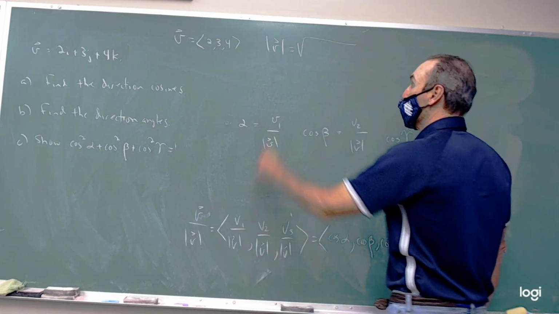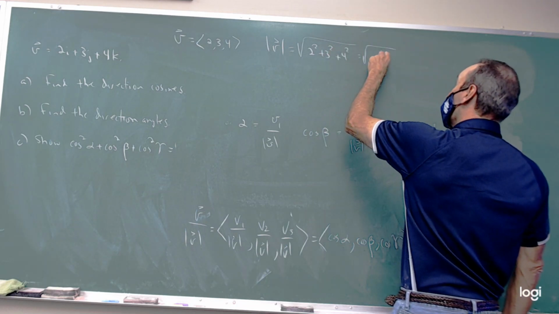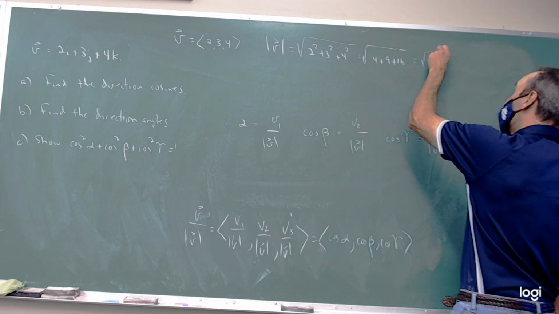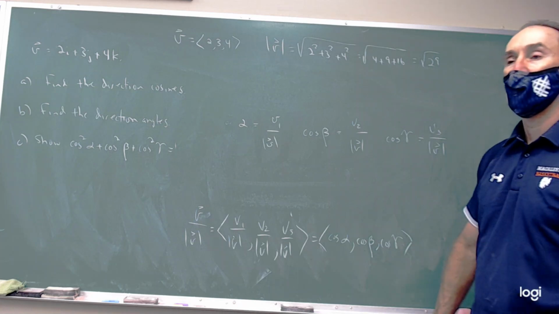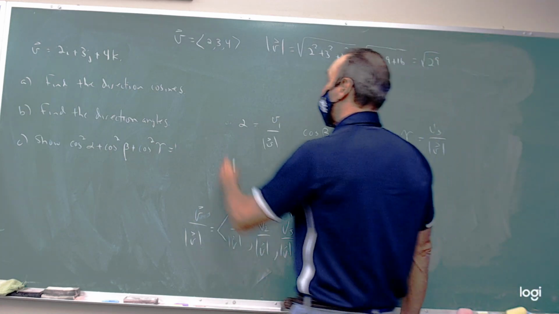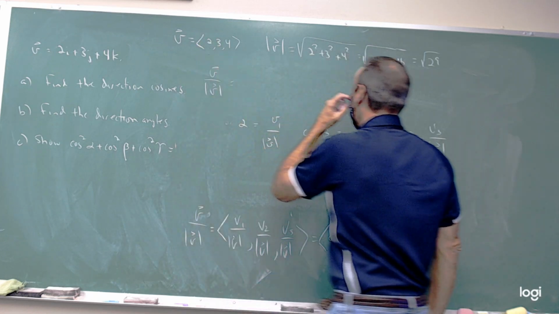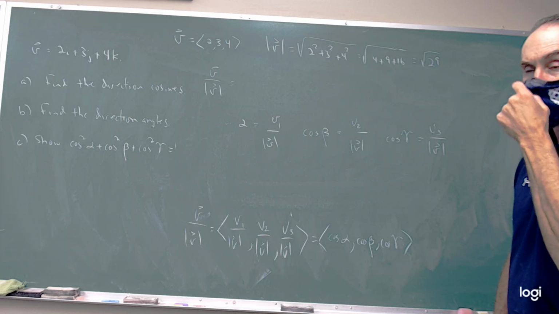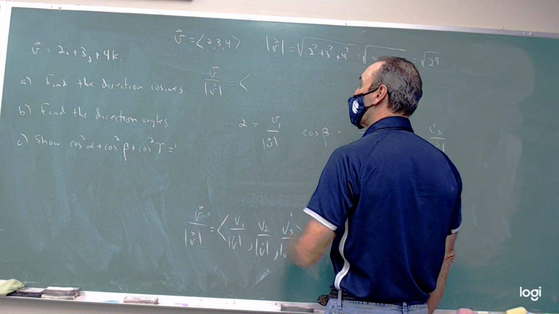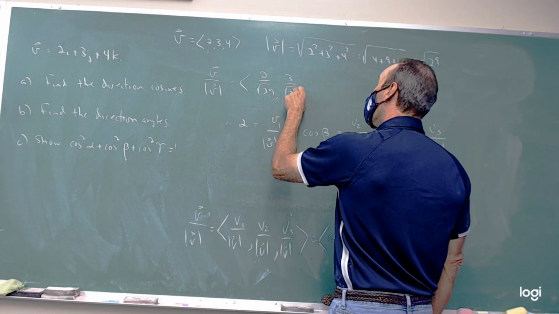It's 2 squared plus 3 squared plus 4 squared. So that's 4 plus 9 plus 16. So 16 and 4 is 20, and 9 more is 29. Not very pretty, but it's the square root of 29. There's our magnitude. So then you said we're going to normalize V, or find a unit vector in the direction of V. So we're going to take our vector V and divide each of its components by the magnitude. And that's going to look like 2 over square root of 29, 3 over square root of 29, 4 over square root of 29.